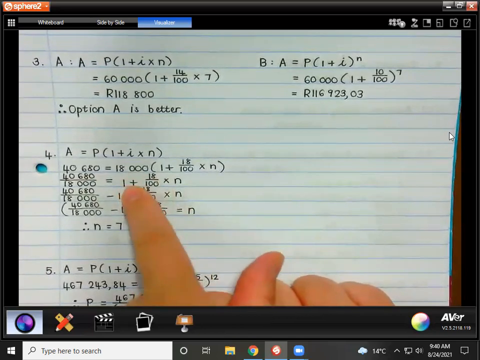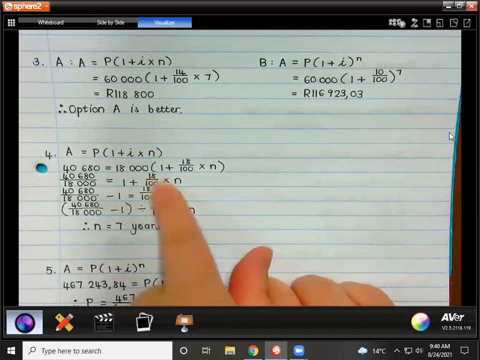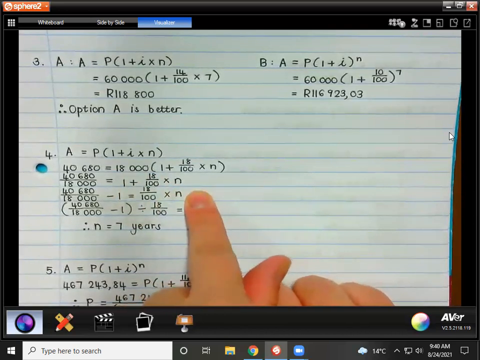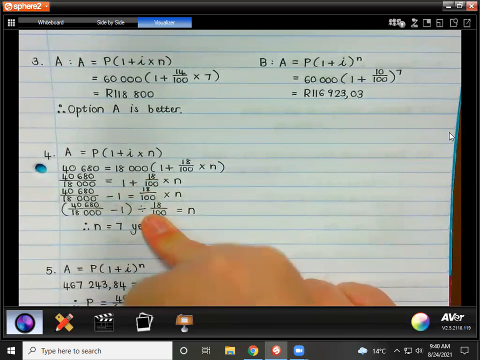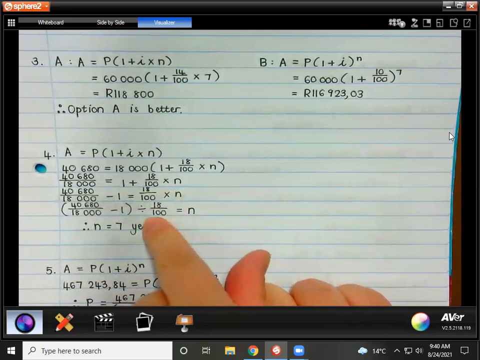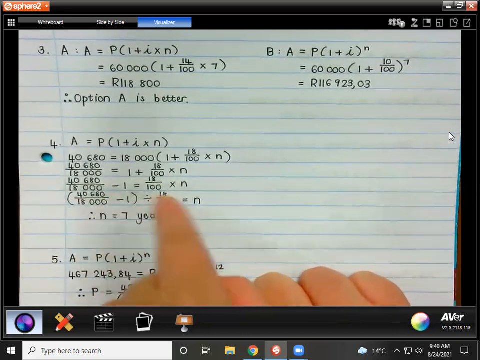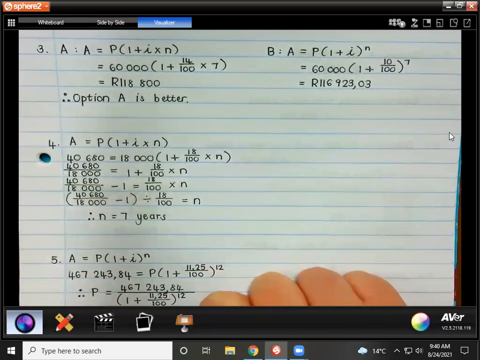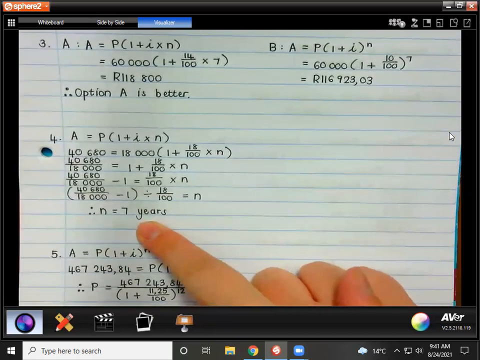Now you minus that 1. You're left with just the 18% times n. Then you divide by the 18%, because on this side I'm multiplying by it, and on the other side I have to divide by it. And then if you type that into your calculator, it is actually better to just type it in at once, in one step. Then you get 7 years.